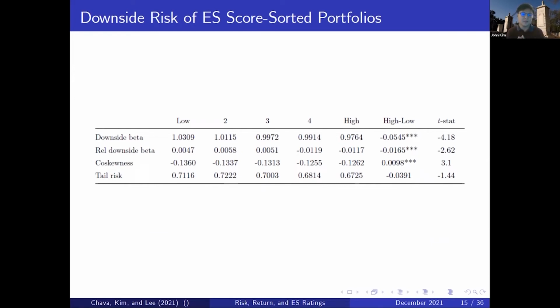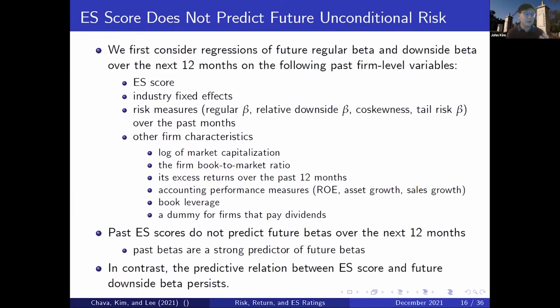Now, of course, the results thus far seem to suggest that it is fruitful to look at the systematic risk implications of ES scores, but this is only controlling for industry. So in order to control for various other firm characteristics that might be potentially explaining what we find, we start running the Fama-MacBeth regressions, where we regress future realized regular beta and downside risk measures over the next 12 months on the past ES score and the industry fixed effects. To account for the autocorrelation in the risk measures, we also control for estimated risk measures in the past 12 months, as well as various firm characteristics. These are just the usual characteristics like market cap, book to market, momentum.